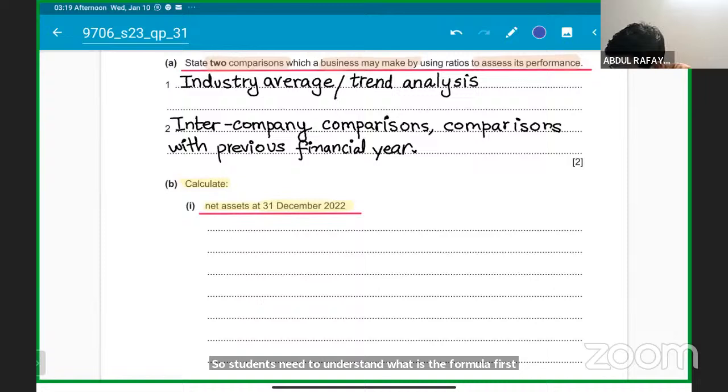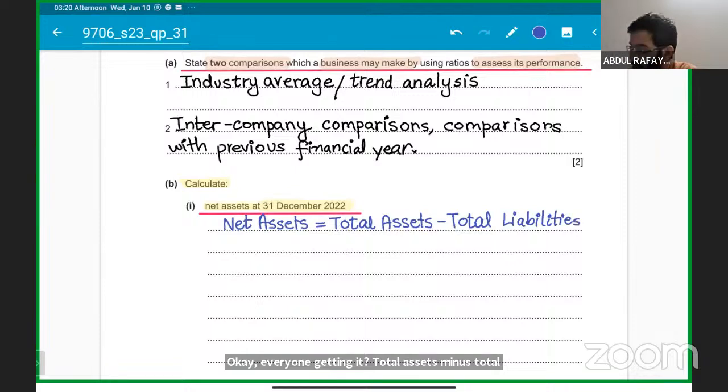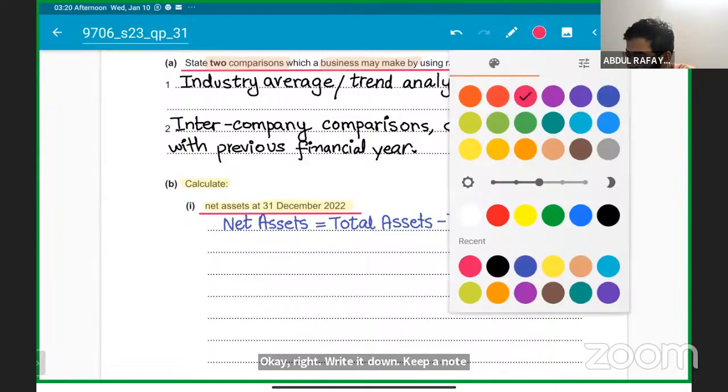So the formula is you take all of the assets minus the liabilities, which is called the net assets. Students, you will take the total assets minus the total liabilities to get the net assets. Everyone getting it? Total assets minus total liabilities. Make sure you know this formula. Write it down, keep a note of it.